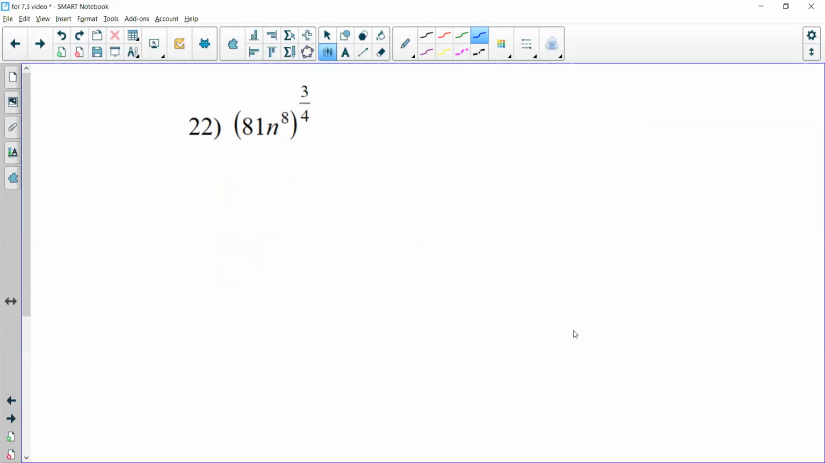And finally, let's look at number 22. We need to simplify this. The first thing that I'll do is rewrite what is inside the parentheses as powers. 81 happens to be 3 times 3 times 3 times 3. So 81 is 3 to the 4th power.